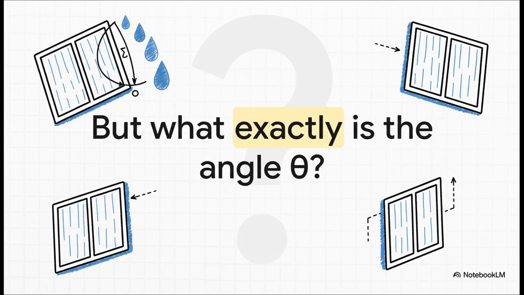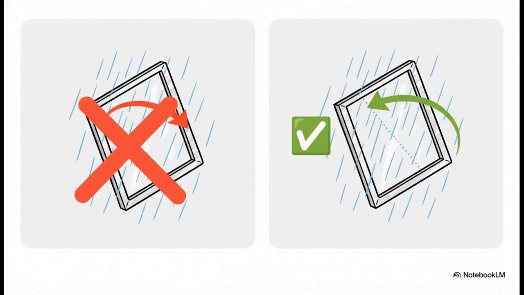But that angle, theta, this is a really crucial detail. It's a classic trap that a lot of people fall into, so let's get super clear on exactly what it represents. Okay, let's settle this right now. Theta is not the angle between the rain and the flat surface of the window. No way. It is always the angle between the rain and the normal. That's just an imaginary line that's sticking straight out, totally perpendicular to the window's surface. You have to always use the angle to the normal.